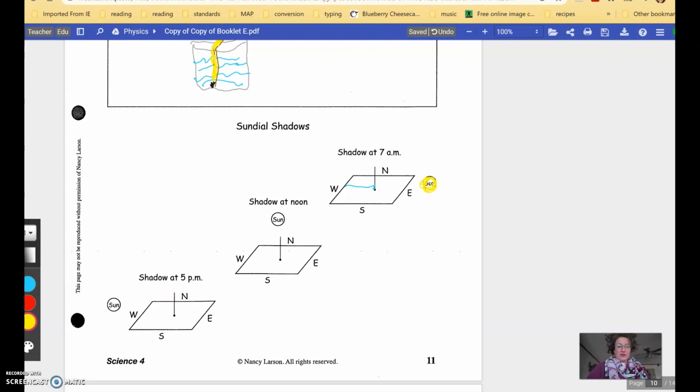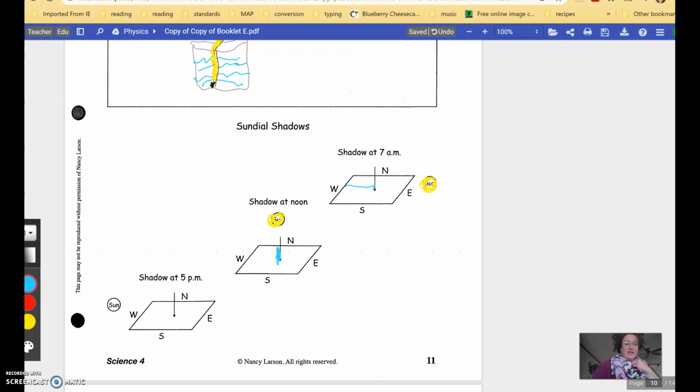Now, look at the middle picture. We have a shadow at noon. Once again, here is our sun. And remember from earlier on in the video, I showed you what happens when the sun is more right overhead. Where would your shadow be then? It's going to be more so right behind this stick where you don't even really see it. It's going to be shorter, but right behind the stick.